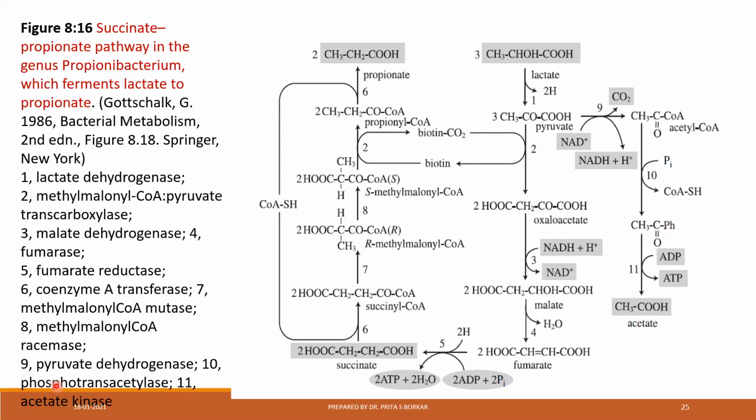Okay, the 10th is the phosphotransacetylase. This one, the 10th, is the phosphotransferase. Transacetylase means the phosphate group is added here. This is the phosphate group being added, and then ADP is converted to ATP.